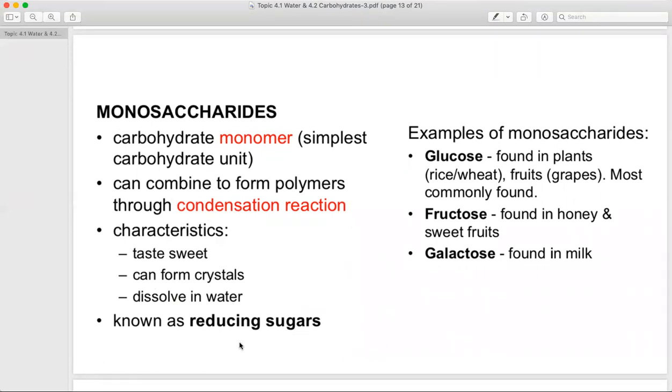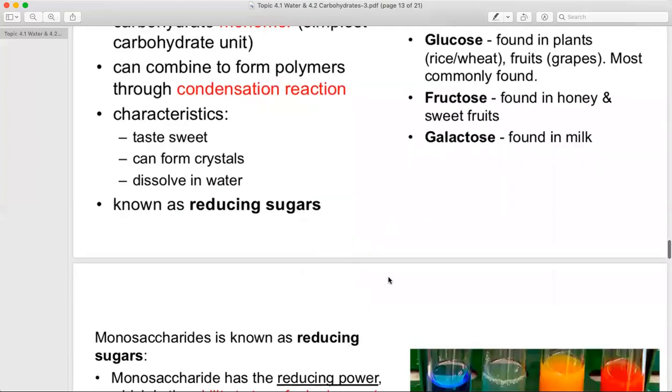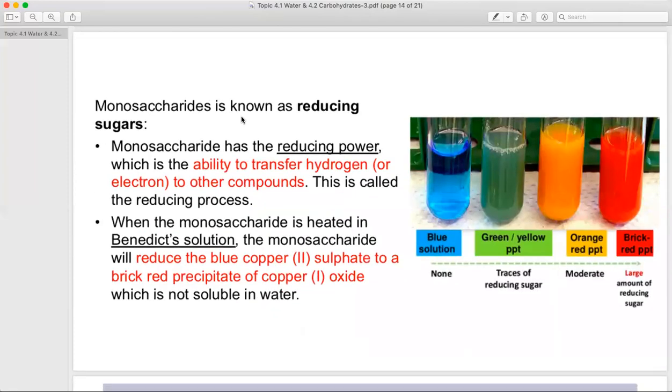So apa dia reducing sugars? Teacher akan discuss selepas ini. So ada tiga contoh monosaccharide, glucose, fructose and galactose. So you baca balik, kita boleh jumpa this monomer dekat mana. Okay, so monosaccharide tadi, kenapa dia dikenali sebagai reducing sugar? Sebab dia ada reducing power. So apa maksud reducing power kat sini adalah the ability to transfer hydrogen to other compound or the electron to other compound. This is called reducing process.